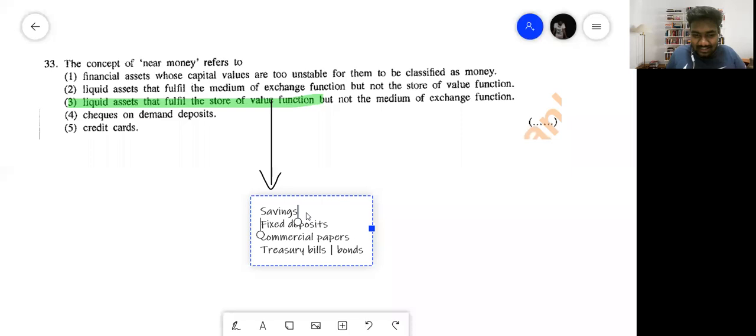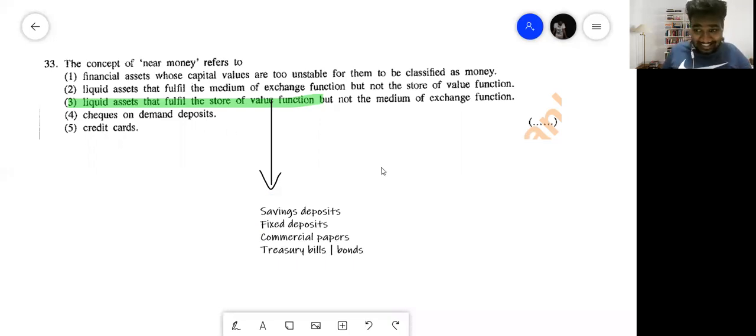Now, can you pay using this? Can you pay an expense using your fixed deposit account? It doesn't facilitate the medium of exchange. It is simply there to store money and keep. So it acts as a store of value, but not as a medium of exchange. So savings, deposits, things like that. So that is the answer for 33.